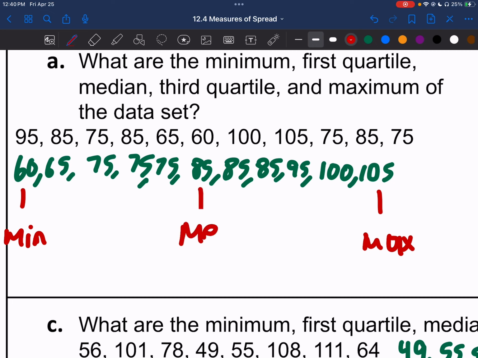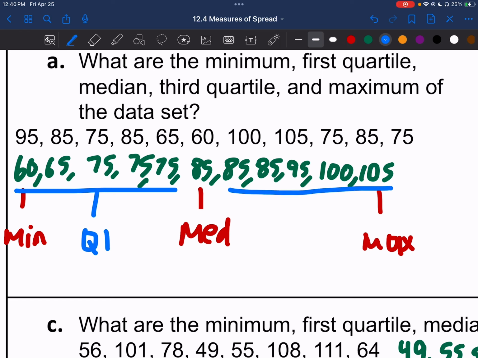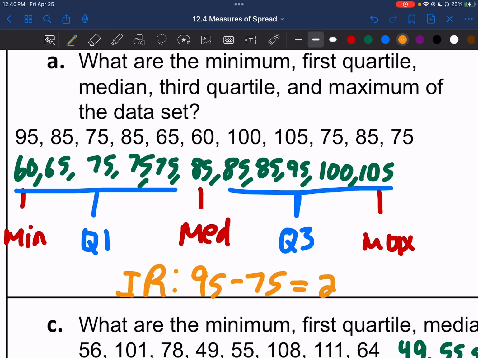That's our median. Now we have an odd number of data points, so we're going to look to the left and to the right of it. To the left, we have 1, 2, 3, 4, 5 values. So my median of this one is 75, and so that's quartile 1. Then you look to the right, you have another 5 values, and we find the median there, and that's quartile 3. So then to do the interquartile range, you do 95 minus 75, and you get 20.